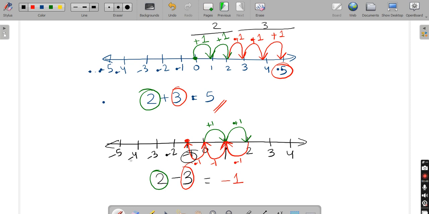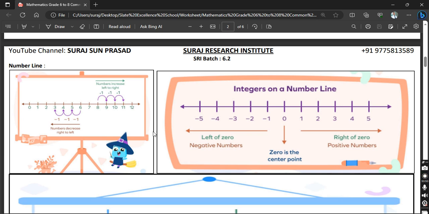the number line. As you are able to see here, this is how it is done. If they are decreasing, then you should go down. If it is increasing, you should go up.